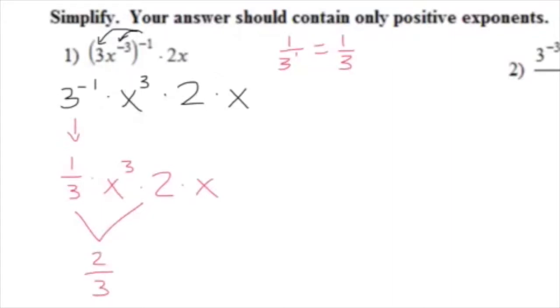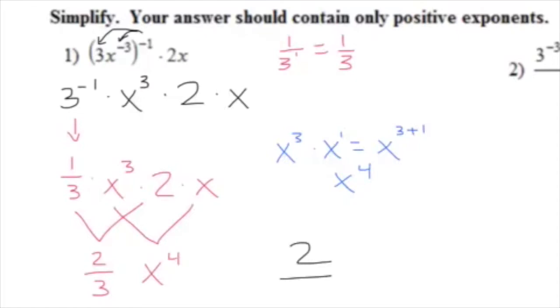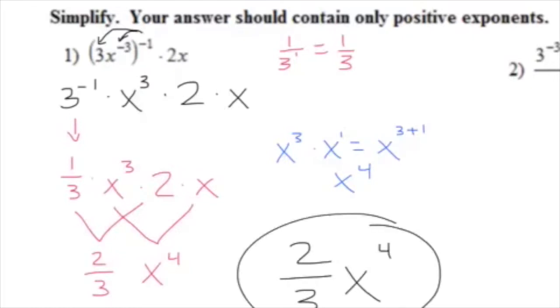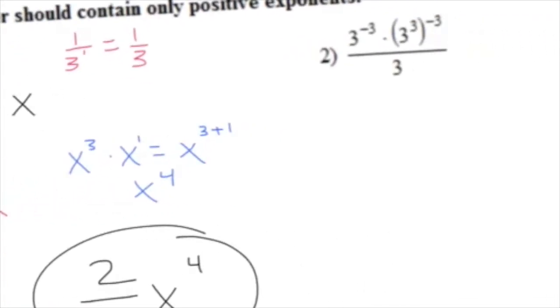And x to the third times x is the same as x to the third plus 1, because there could be an imaginary 1 here. And so then you get x to the fourth. So you end up with 2/3 times x to the fourth. Next problem.